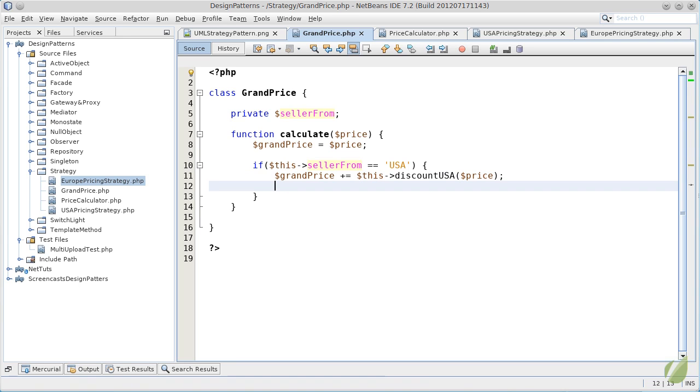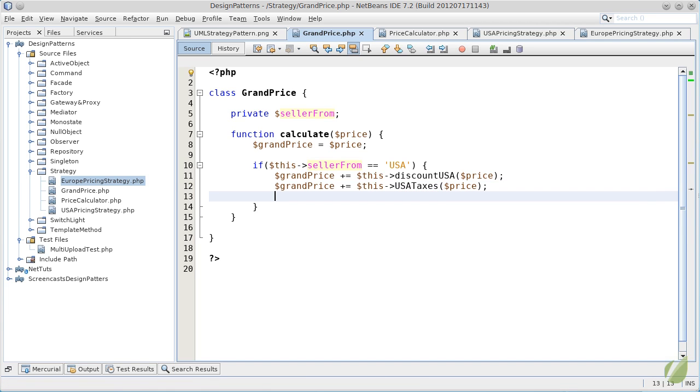Next, we will imagine that our ground price also has to be adjusted for taxes. So we will call the USA taxes on our price. Finally, we have to convert our price into the currency of the seller. In our case, it will be a conversion to dollars.